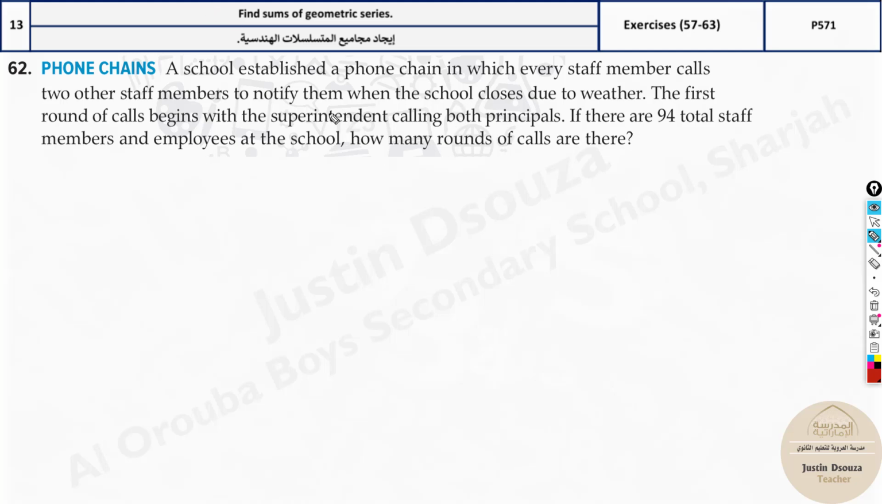So the first one to call is who? The superintendent. So 1, that is A1. Next will be 2, then 4. So R is 2 over here. And they have not told the n value. We have to find n. But they have told 94 is the total staff, the total Sn. Now here this is an inequality problem. It will be a very lengthy one, but I'll tell you a shortcut. Just remember this formula. Sn is equal to A1 minus A1 R to the power n divided by 1 minus R.